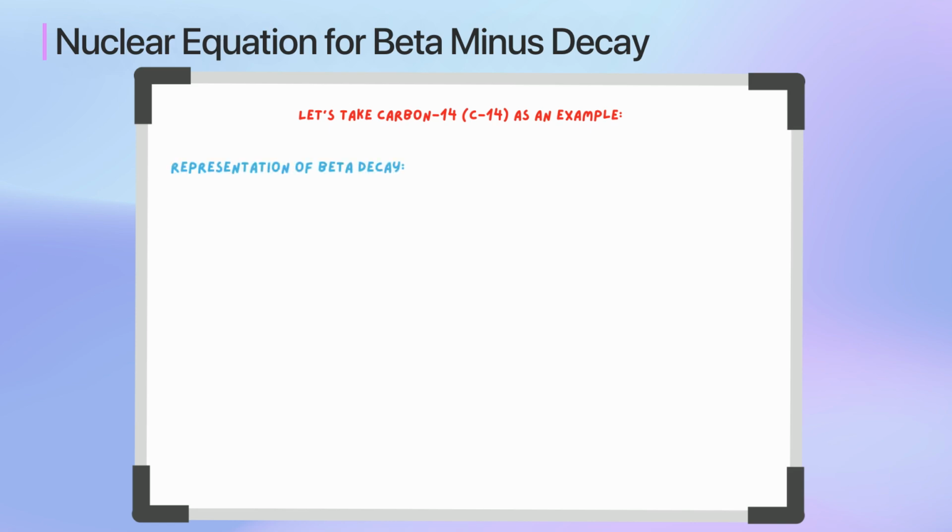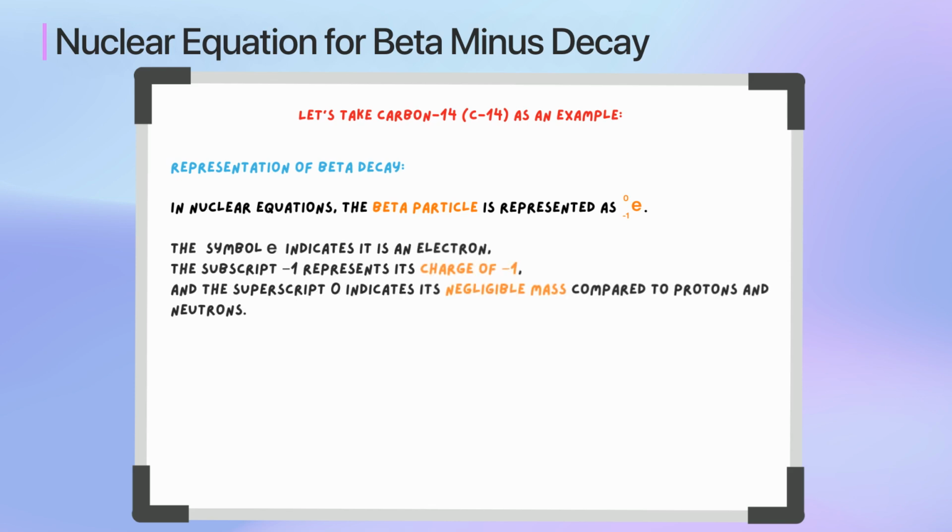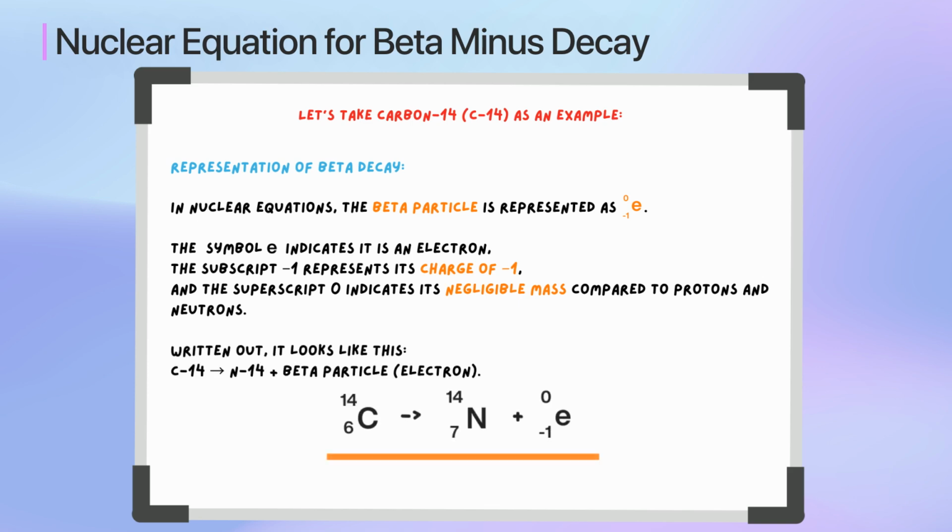Now we can show the representation of beta minus decay. In nuclear equations, the beta particle is represented as shown on the whiteboard. The symbol e indicates it is an electron, the subscript -1 represents its charge of -1, and the superscript 0 indicates its negligible mass compared to protons and neutrons. When written out, it should look like this. C-14 becomes N-14 plus a beta particle, or an electron.